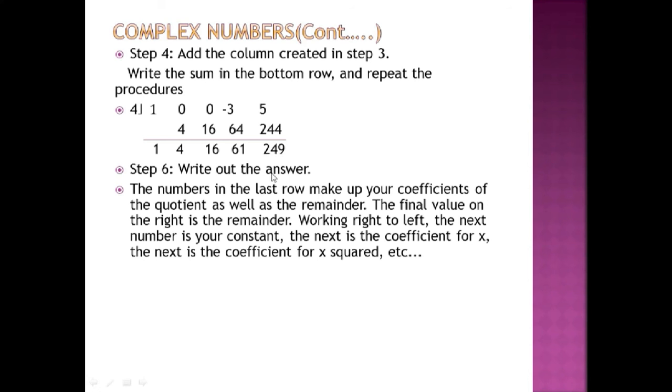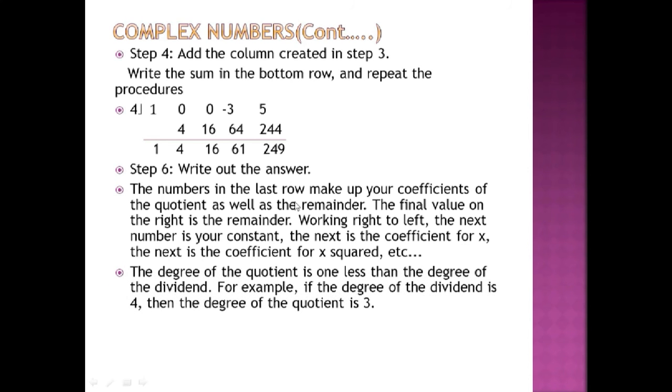So step number 5 is writing out the answer. The numbers in the last row make up your coefficients of the quotient, as well as the remainder. The final value on the right is the remainder. Working right to the left, the next number is your constant. The next is the coefficient of x, and the next is the coefficient of x squared, etc., etc.